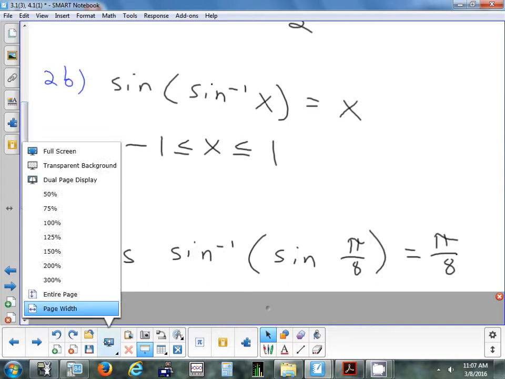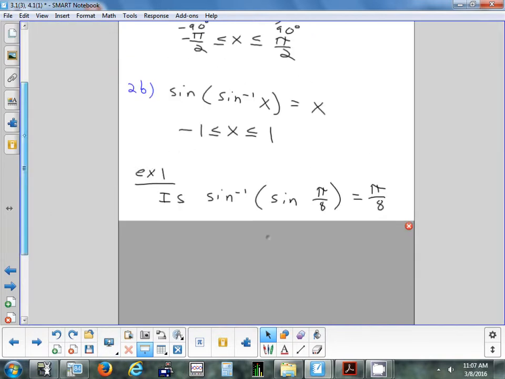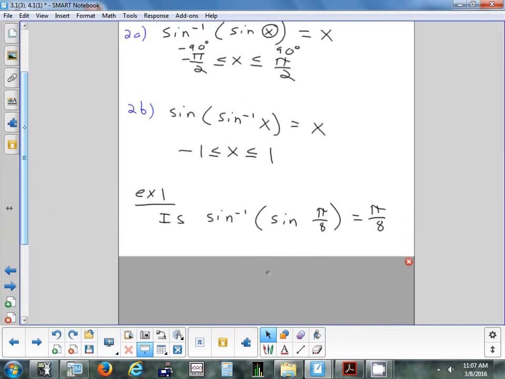Let's try a few examples. This is a yes or no, or true-false question. Is the inverse sine of the sine of pi over 8 equal to pi over 8? Now, pi over 8 is what units?